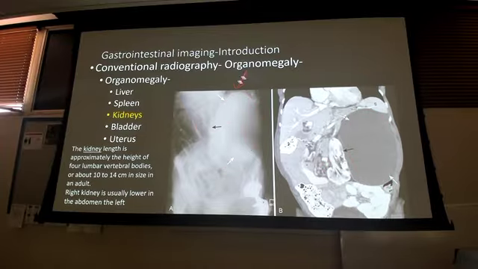Because soft tissue and fluid look the same on x-ray. So we can't tell the difference. But we know there's an abnormality. And we have to evaluate it further.